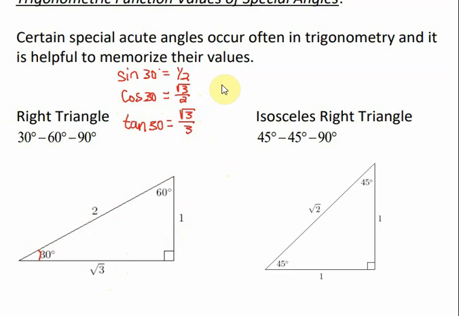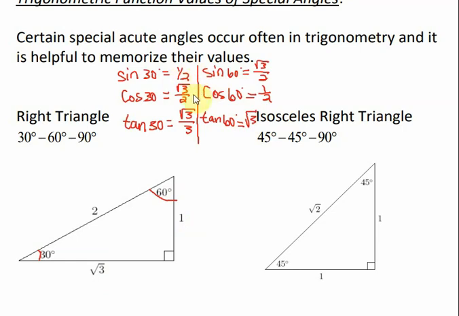All right, then for our 60 degree angles, sine of 60 degrees, so if we're right here, opposite over hypotenuse, that's the square root of 3 over 2. Cosine of 60 degrees, adjacent over hypotenuse, that's 1/2. And then tangent of 60 degrees, opposite over adjacent, so that would be the square root of 3.